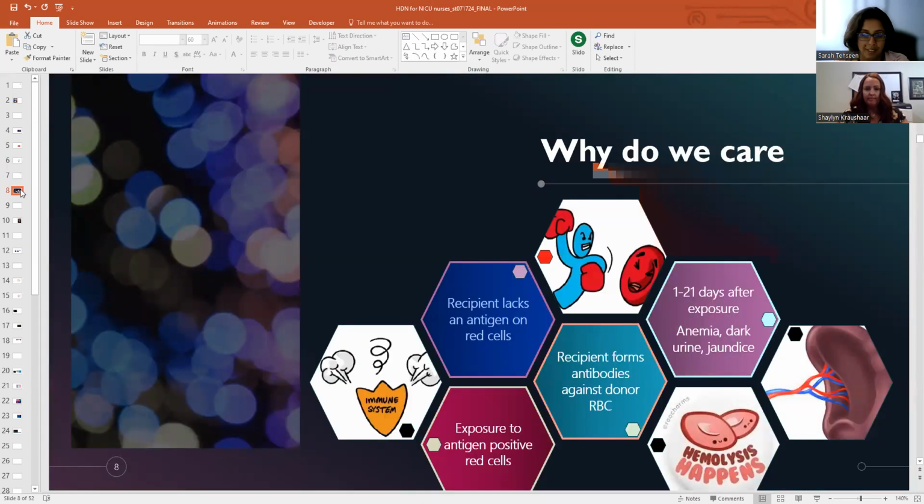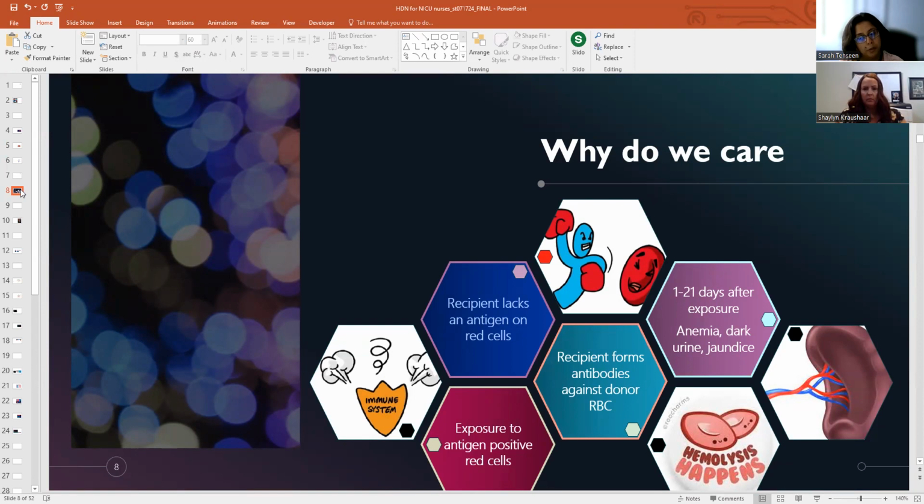So why do we care about this? Why do we care about this so much in transfusion, and in the context of pregnancy and neonatal care? This is, quick and dirty, how alloimmunization and red cell breakdown happens. The recipient does not have an antigen on red cells. He gets exposed to antigen-positive red cells, usually through transfusion, sometimes through pregnancy. Because of the uniqueness of their own immune system, not everyone does this, but the recipient forms antibodies against donor red cells.